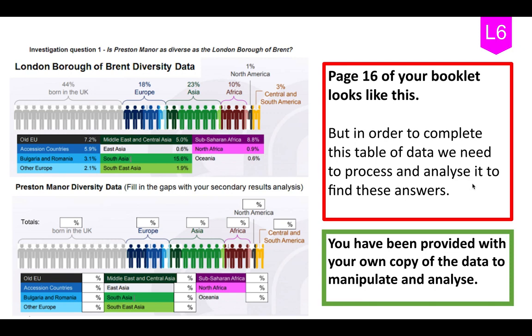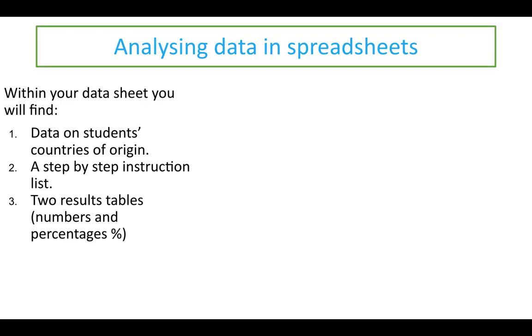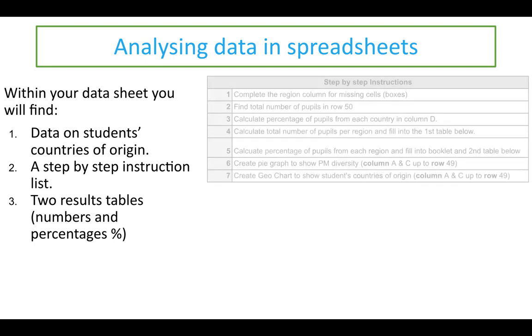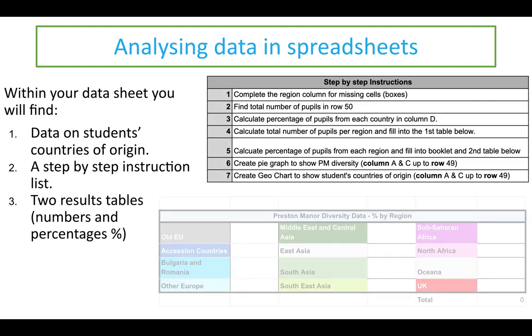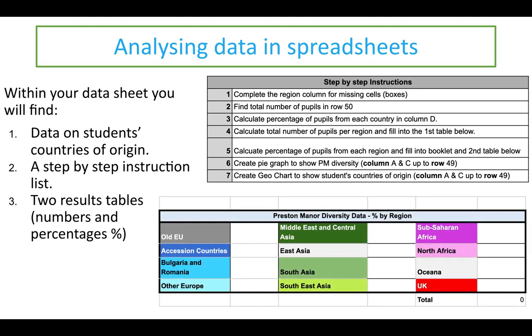And you've been provided with your own copy of the data set to manipulate and analyse. When you click on that data set, you will open it up in Sheets and you will find the following things. You're going to find a long list of data on the students in our school, countries of origin. You're going to find a step-by-step instruction list, which looks like this, which I'm going to take you through today. And you're going to find two results tables that look like this. So there's two of them.